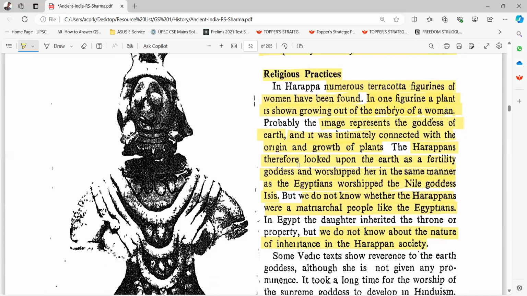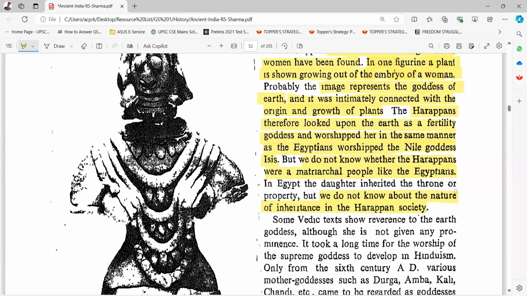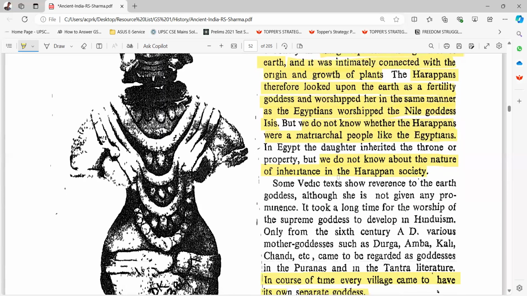The Harappans therefore looked upon the earth as a fertility goddess and worshipped her in the same manner as the Egyptians worshipped the Nile goddess Isis. But we do not know whether the Harappans were a matriarchal people like the Egyptians. In Egypt, the daughter inherited the throne or property, but we do not know about the nature of inheritance in Harappan society. Some Vedic texts show reverence to the earth goddess, although she is not given any prominence.